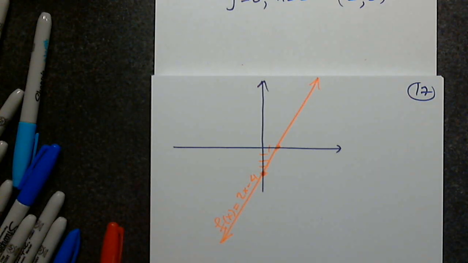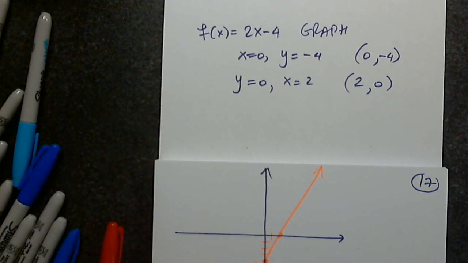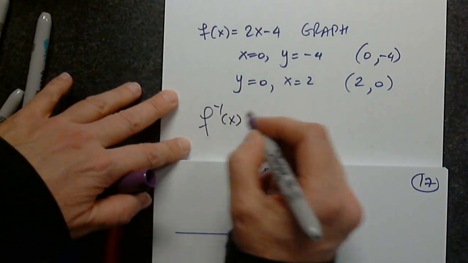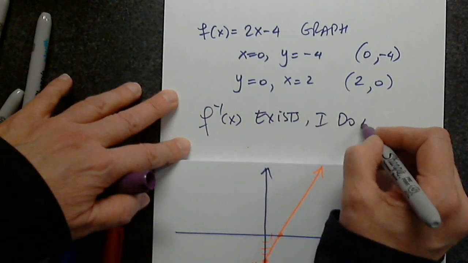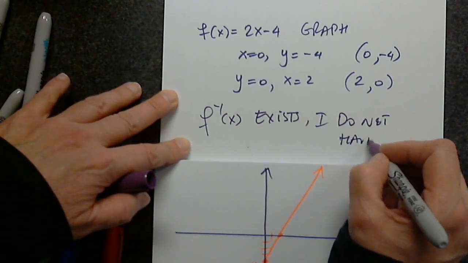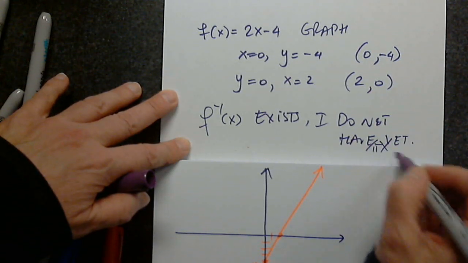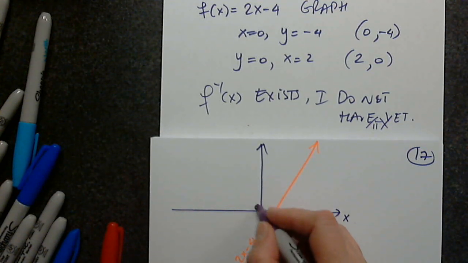Now, we know that this function has an inverse. We know that because it's 1-to-1. I don't know the inverse. I have no idea. I don't have time in 2 minutes to show you how to determine. We'll do that on Wednesday. So, exists, comma, I don't have it yet.